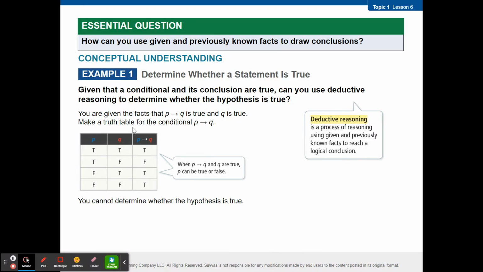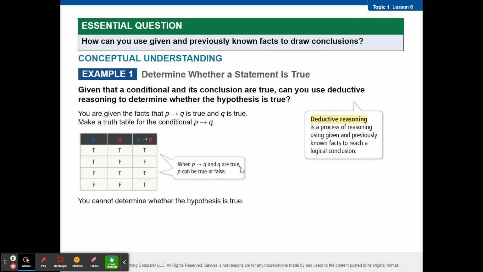When we make the truth table for this conditional, we see the hypothesis and the conclusion. If the hypothesis is true and the conclusion is true, then the combination is true. If the hypothesis is true and the conclusion is false, the combination ends up being false. If the hypothesis is false but the conclusion is true, you could still get a true statement. And if the hypothesis is false and the conclusion is false, you could still get a true statement.